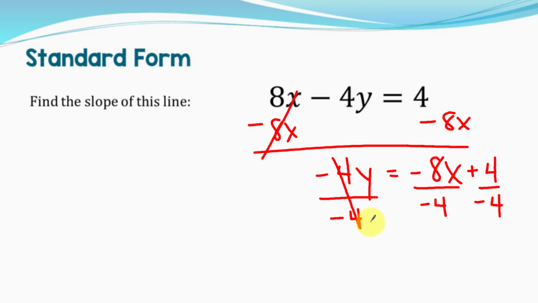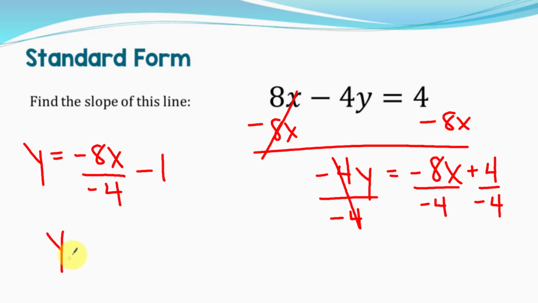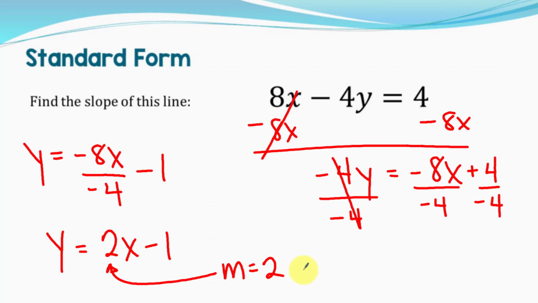And then I need y by itself, so I'm going to divide everything by negative 4. These will cancel out. And now I have y equals negative 8x over negative 4. I'm going to go ahead and simplify 4 over negative 4. That's just a minus 1. Okay. And then I need to simplify negative 8 over negative 4. Negative over negative is positive. 4 goes into 8 2 times. And this is now in slope intercept form, which means the slope would be 2. So that one's a little trickier because you got to rearrange the equation to get it into slope intercept form.